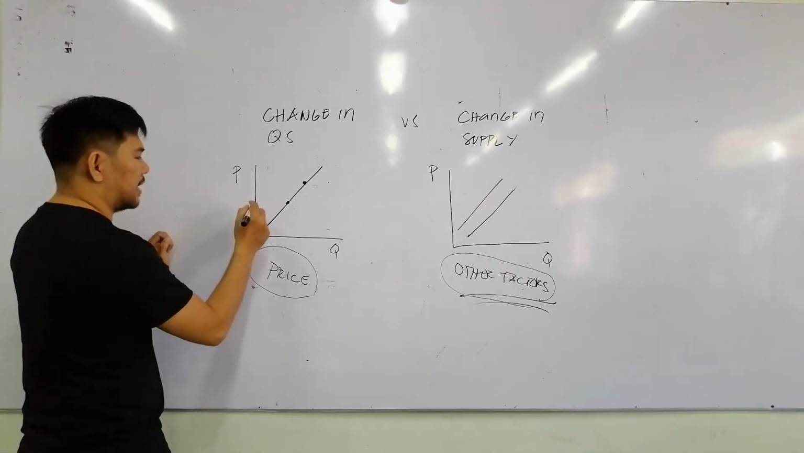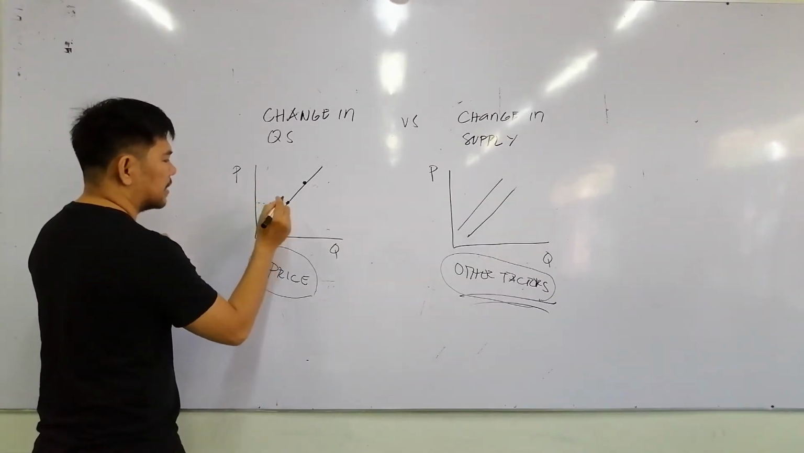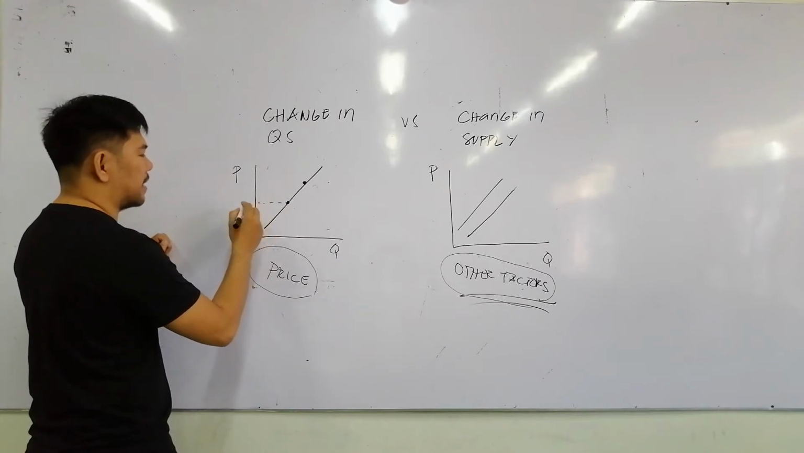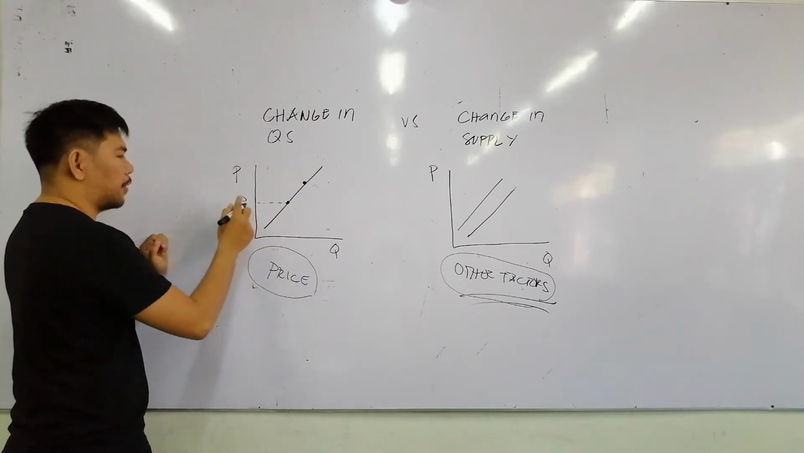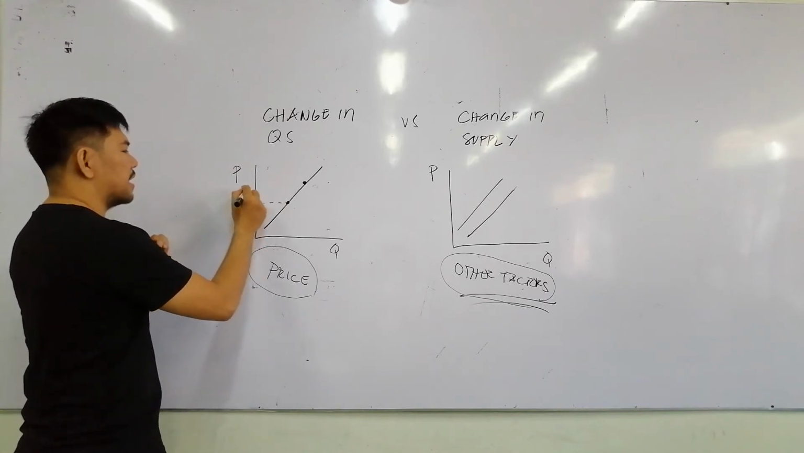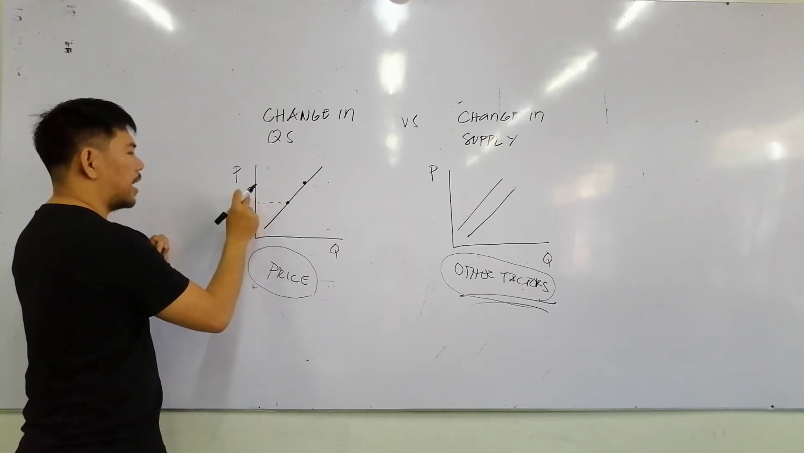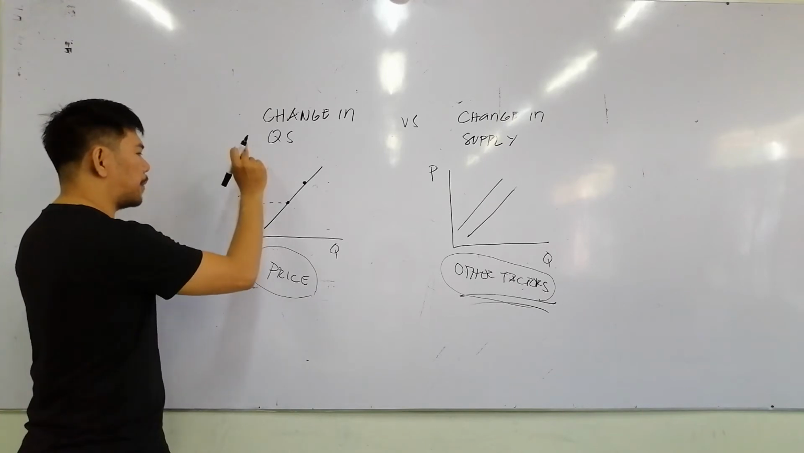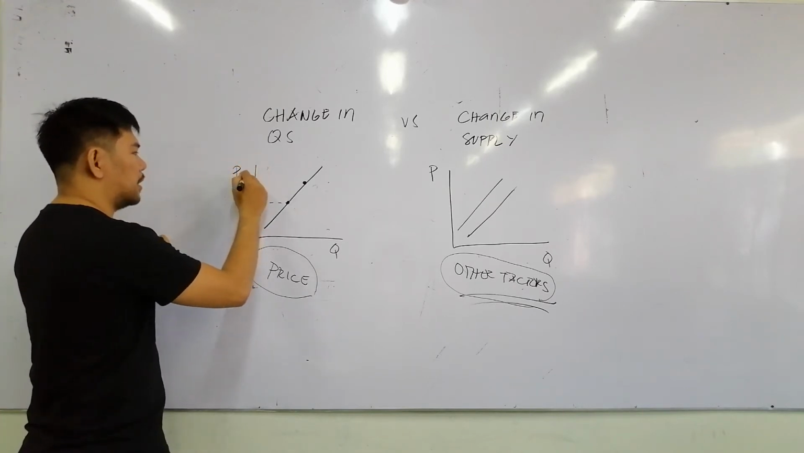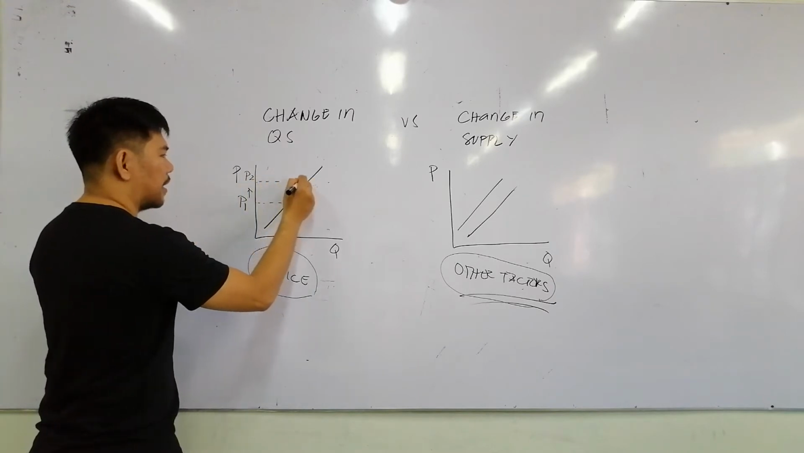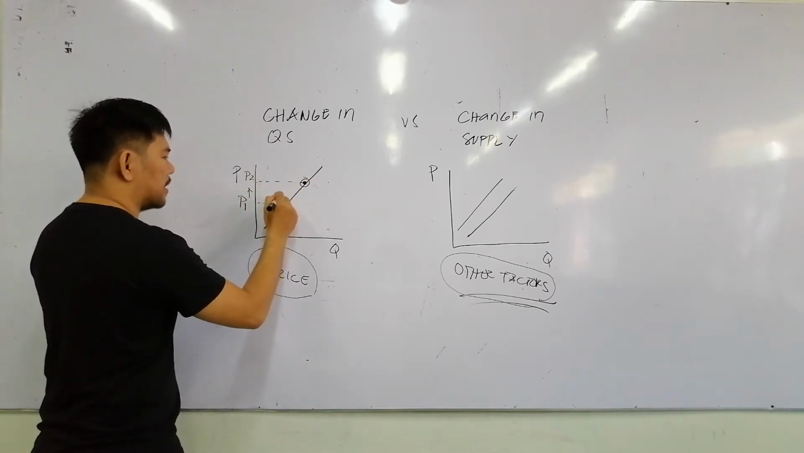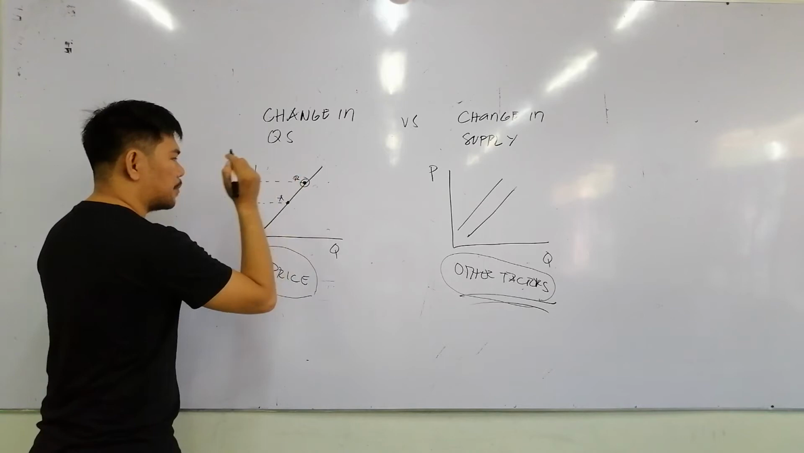Since it is increasing, the price also increases here. So let's denote this as your original price, or P1. Since it increases, we have to move the price to P2. It moves up to P2. So if you're going to put points here, this is point A, and this is point B.